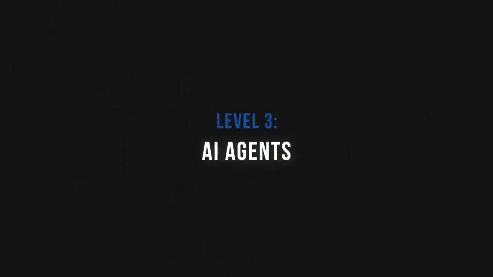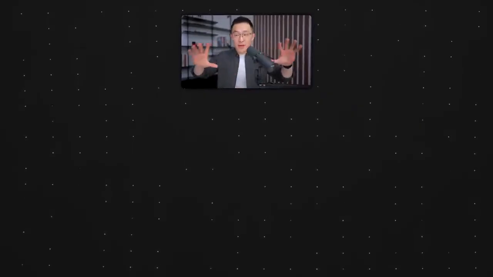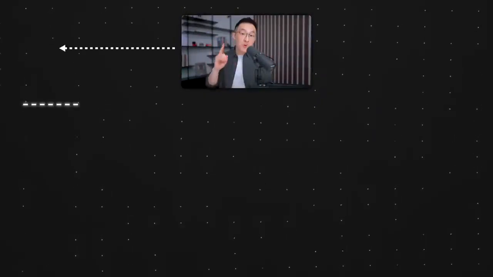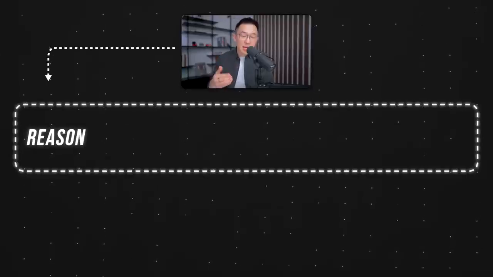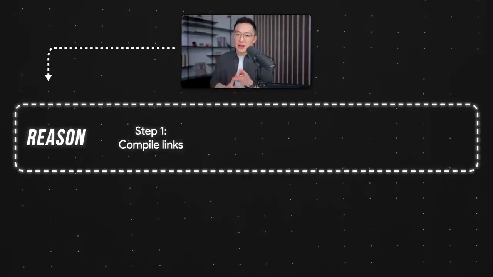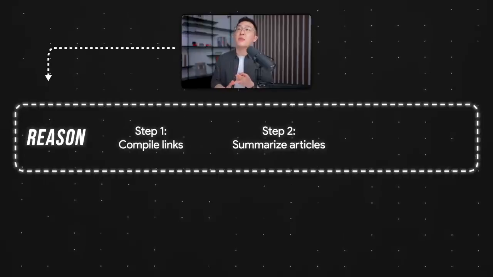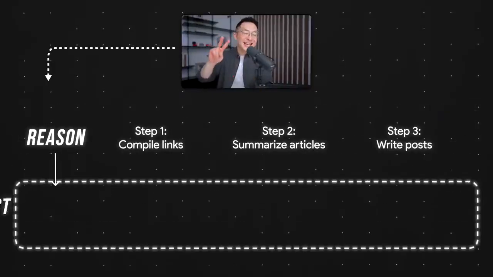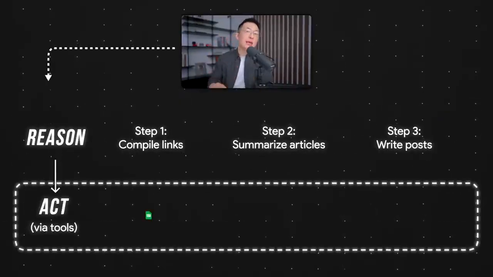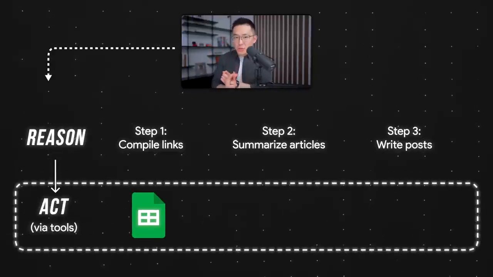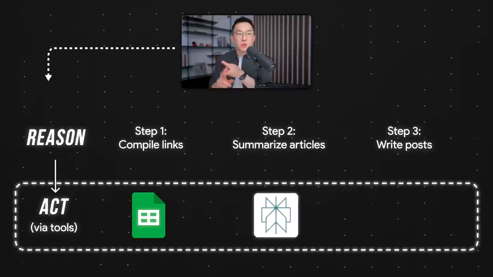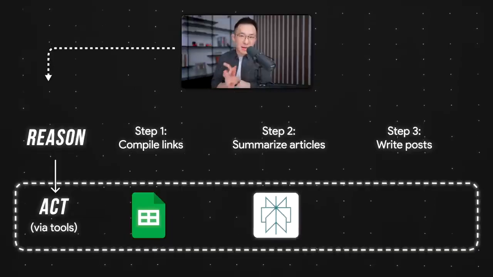All right, level 3, AI agents. Continuing the make.com example, let's break down what I've been doing so far as the human decision maker. With the goal of creating social media posts based off of news articles, I need to do two things. First, reason or think about the best approach. I need to first compile the news articles, then summarize them, then write the final posts. Second, take action using tools. I need to find and link to those news articles in Google Sheets, use Perplexity for real-time summarization, and then Claude for copywriting.